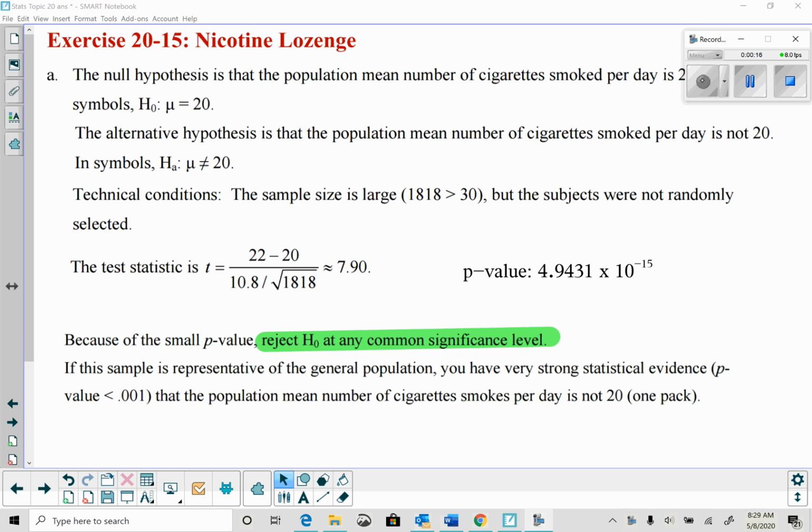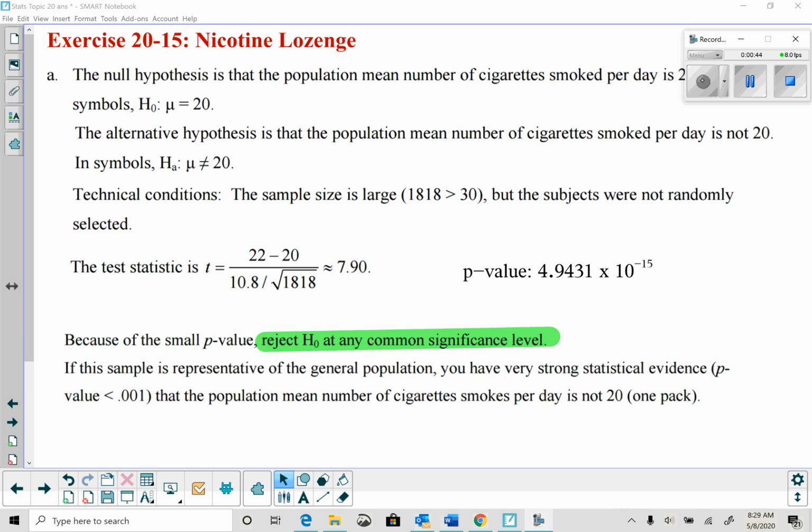Going back to a study trying to get people to quit smoking. Before treatments began, the subjects answered background questions, including how many cigarettes they smoked per day. And again, there were 1,818 subjects in this particular study. They smoked an average of 22 cigarettes per day, standard deviation 10.8.